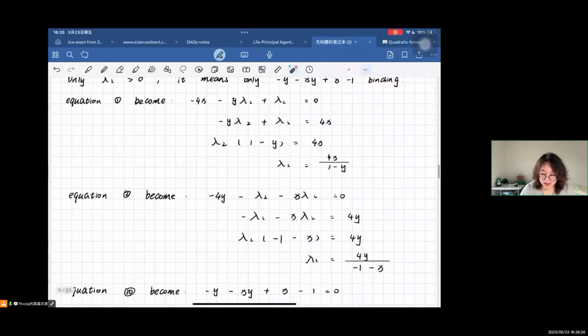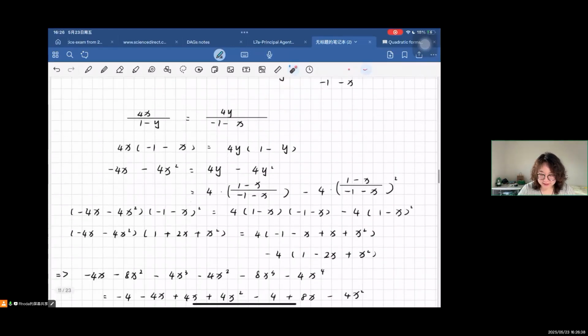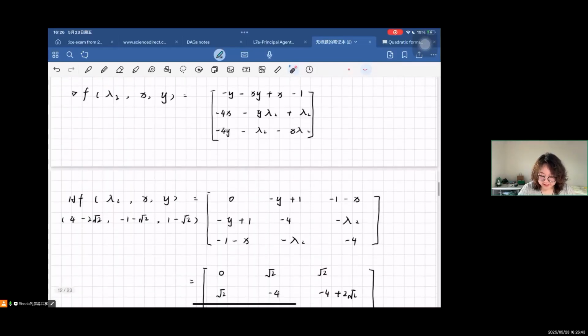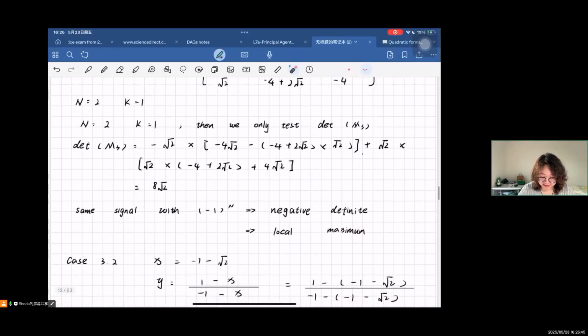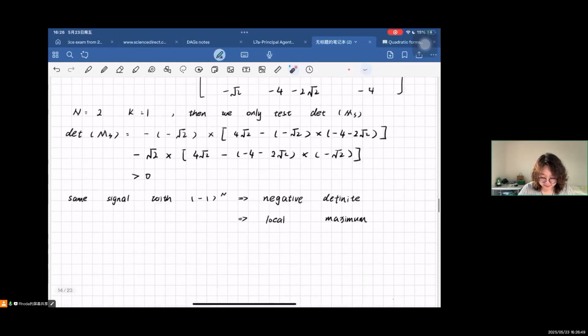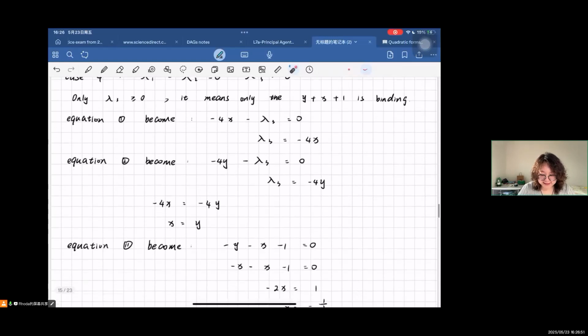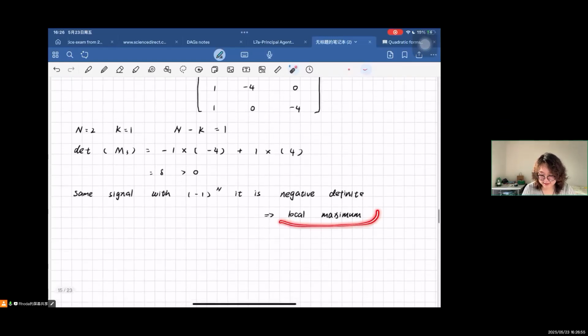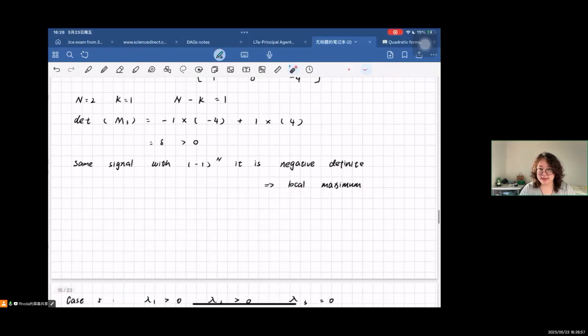And case 3, we can also find the potential points and substitute them into the bordered Hessian. We can find it's also a local maximum. And another case is also a local maximum. And case 4 is similar. We just find the point and the bordered Hessian told us it's also a local maximum because it's negative definite.